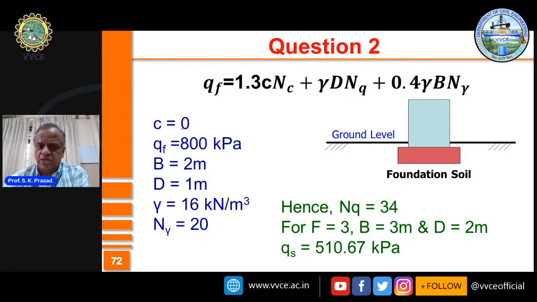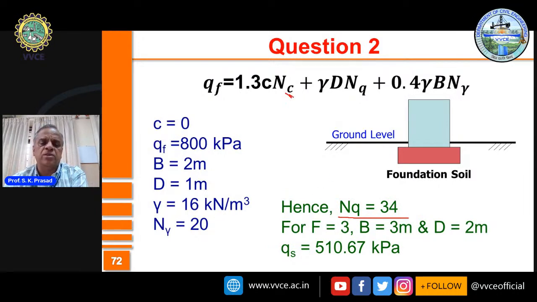Initially, you know that C is 0. Therefore, this first term will be 0. QF is 800. B is given as 2 meters. Depth is given, which is 1 meter. Gamma is given and N gamma is given. Everything is known here except NQ. You find out NQ. I have found here NQ is 34.